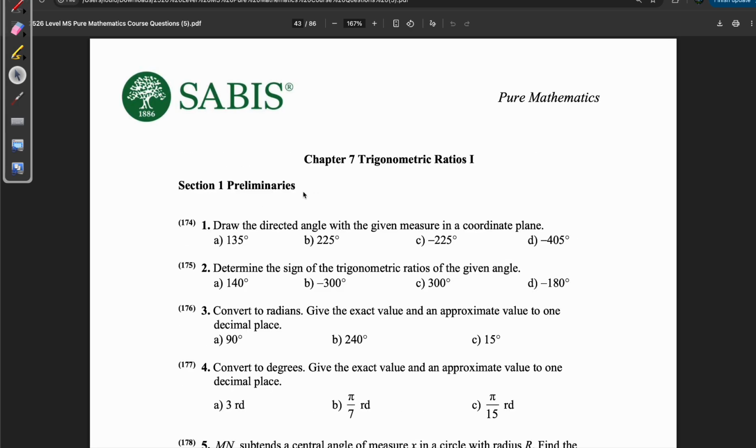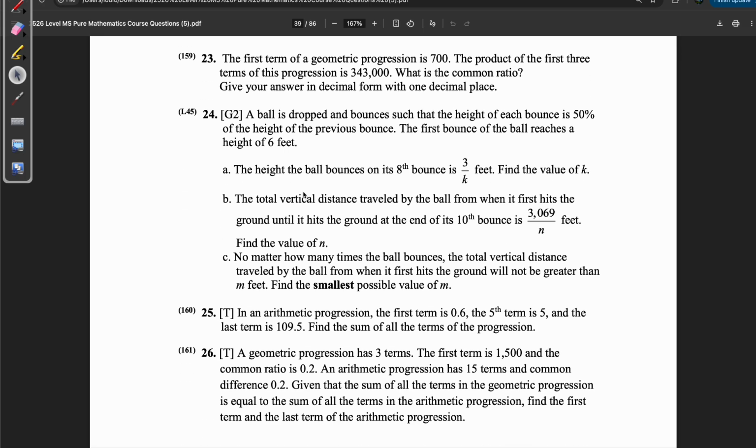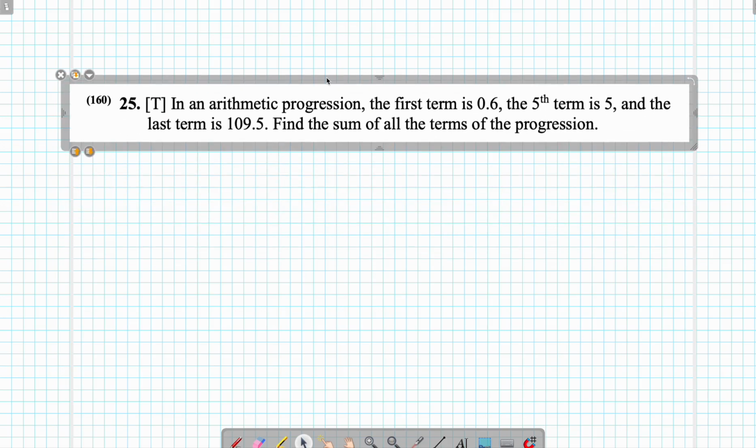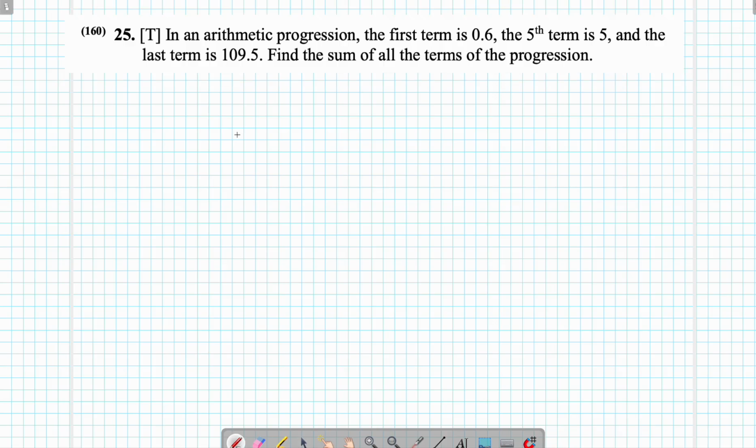Question 25 of this chapter. In an arithmetic progression, the first term is 0.6, the fifth term is 5, and the last term is 109.5. Find the sum of all of the terms in the progression. So first we need to find d, right? So 5 is equal to 0.6 plus 5 minus 1 times d. You're going to get d is equal to 1.1.